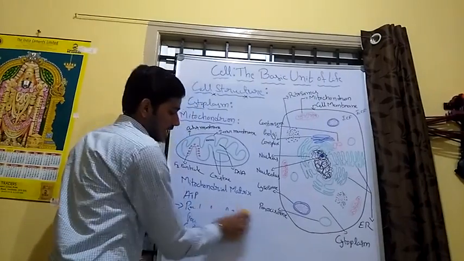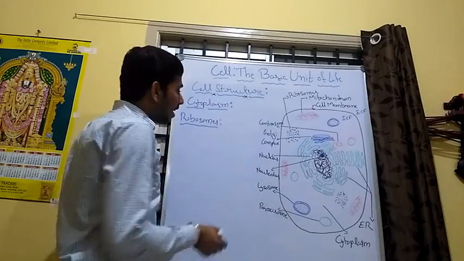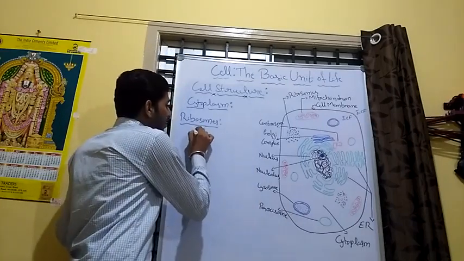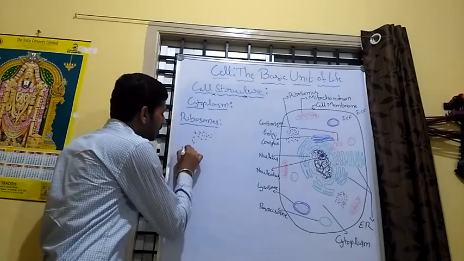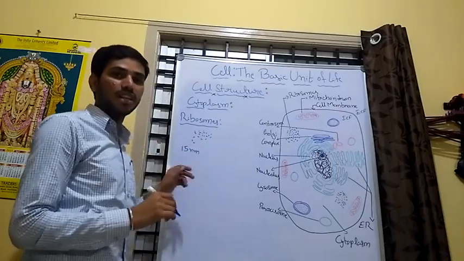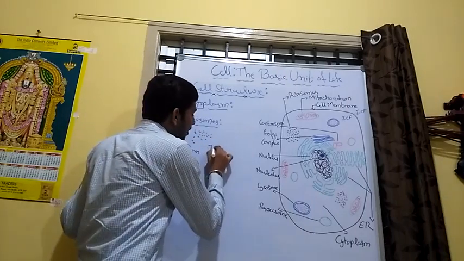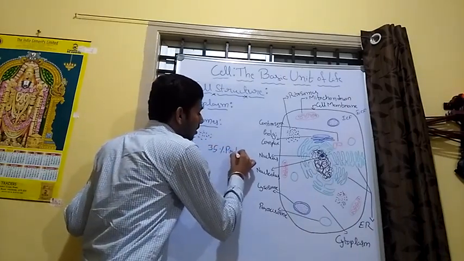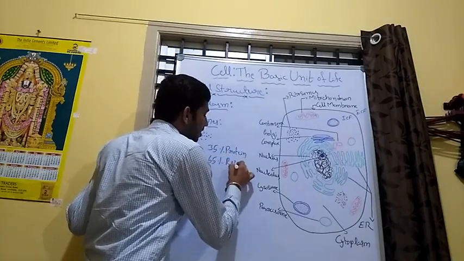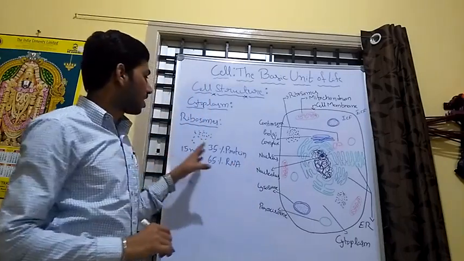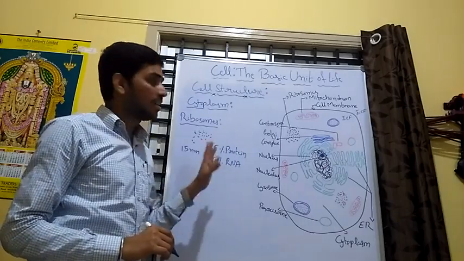Another organelle is the ribosome. Ribosomes are not membrane-bound organelles; they are dot-like structures, only 15 nanometers in size. The ribosomes are made up of 35% protein and 65% RNA, meaning ribonucleic acid.